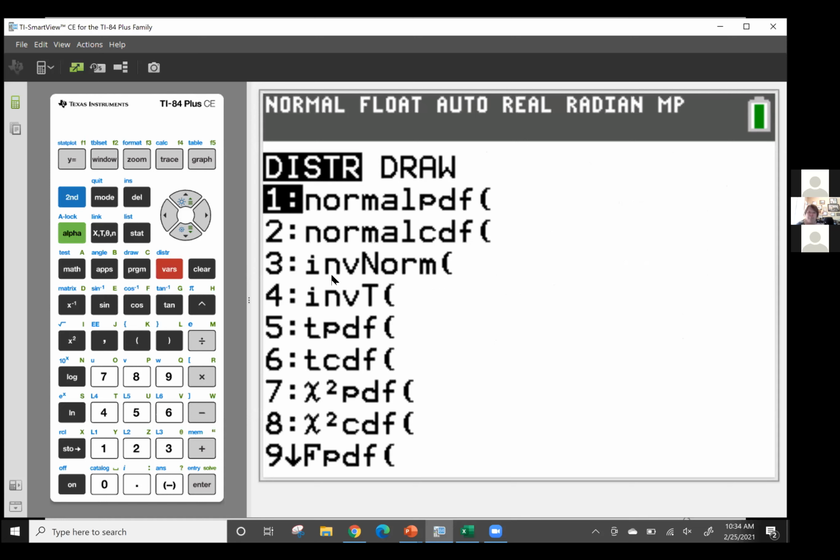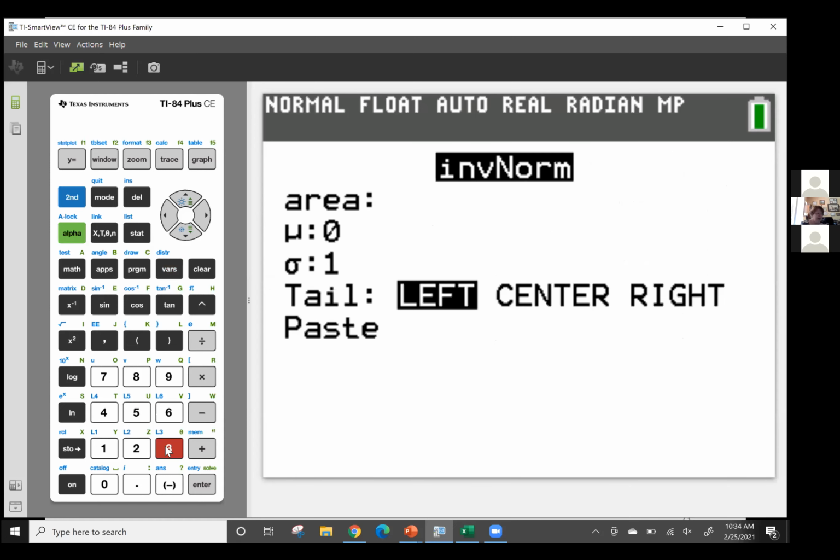If they give you a probability, so they give you the area under the curve, you're going to use the inverse normal to find the z-score, or the x-score if it's just a normal distribution. We'll talk about that later. In this case, we're going to find the z-score that corresponds to the area under the curve being 0.3. So we're going to use number 3. It asks me for the area, and in our case, it's 0.3.